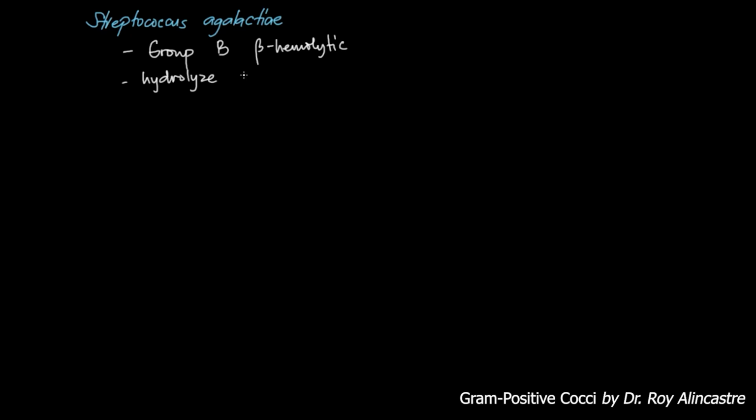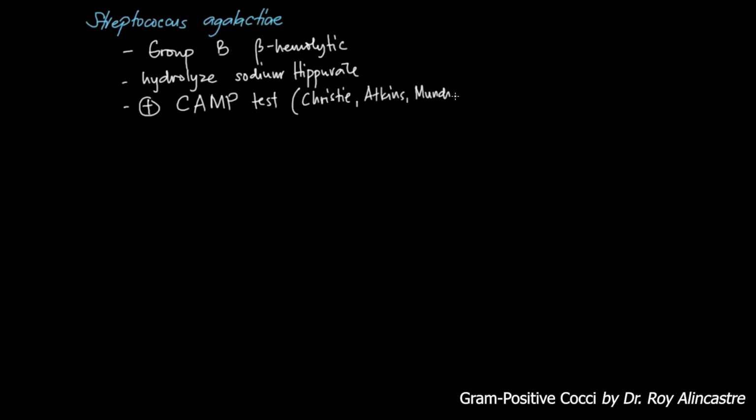So much for group A strep. Let's go to group B. So Streptococcus agalactiae. Take note that these are still beta hemolytic streptococci, okay? And they produce zones of hemolysis. They hydrolyze sodium hippurate and produce a positive response in the CAMP test, or Christie-Atkins-Munch-Peterson test.